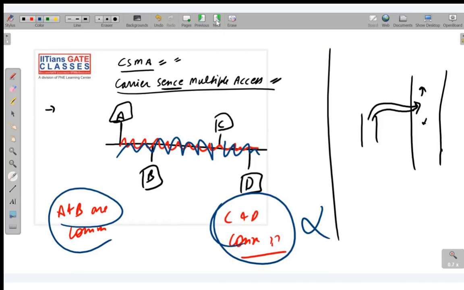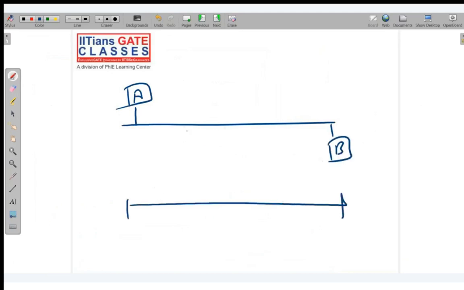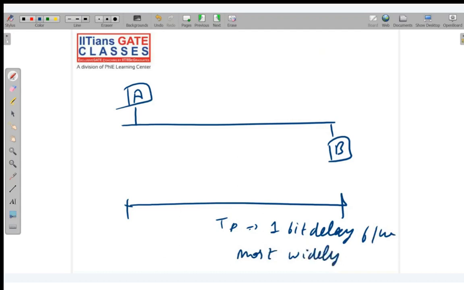Done, sir. So here we have a station A and here we have station B. A and B are the most widely placed stations. There are many stations between A and B, but A and B are the most widely placed stations. So the 1 bit delay between the most widely placed stations is TP, or propagation time.